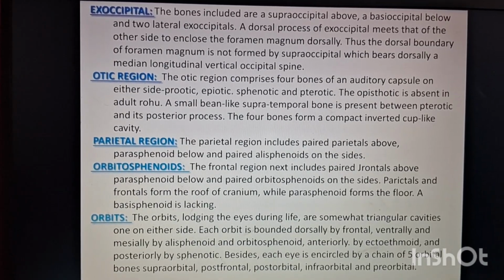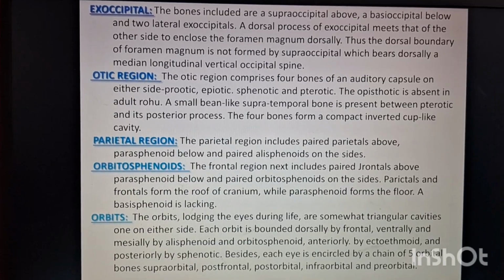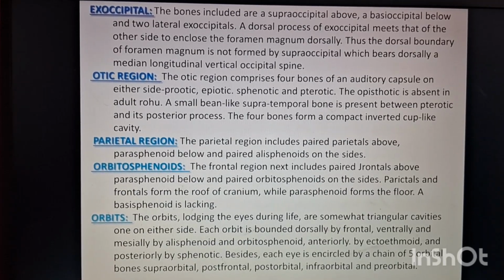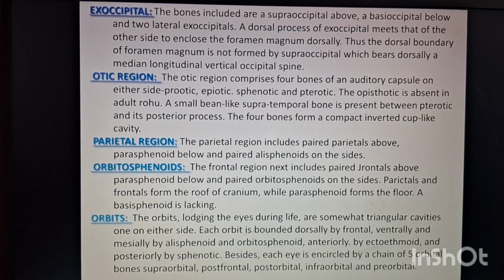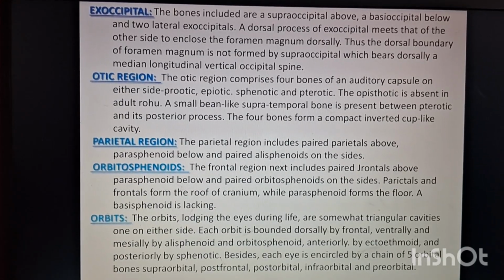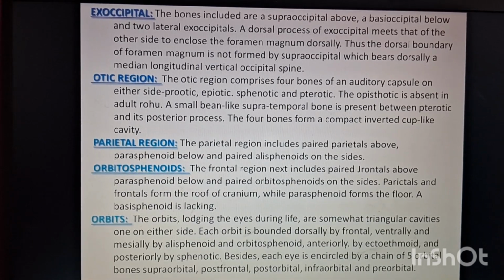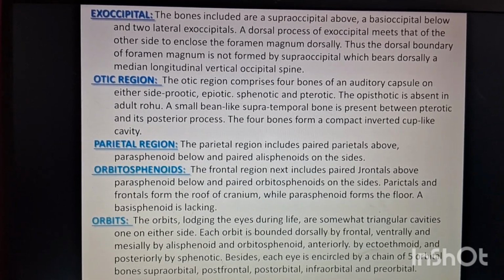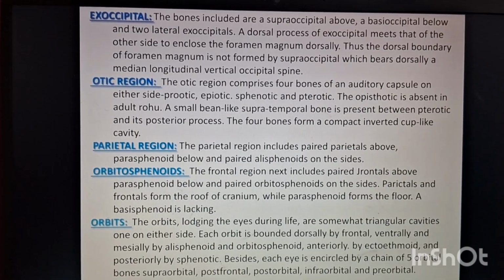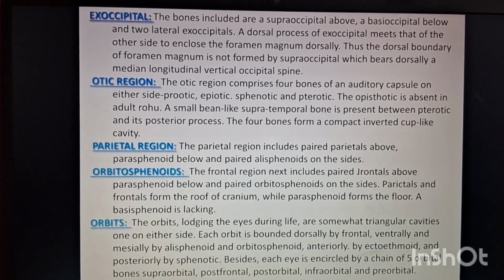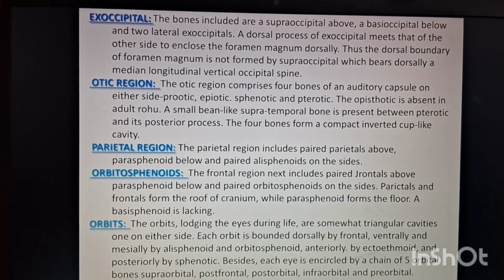Next part is the otic region. The otic region comprises 4 bones of the auditory capsule on either side: prootic, epiotic, sphenotic and pterotic. The opisthotic is absent in the adult Rohu. A small bean-like supratemporal bone is present between the pterotic and its posterior process. The 4 bones form a compact inverted cup-like cavity.